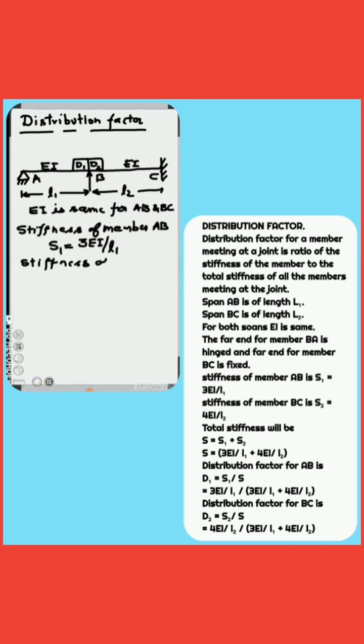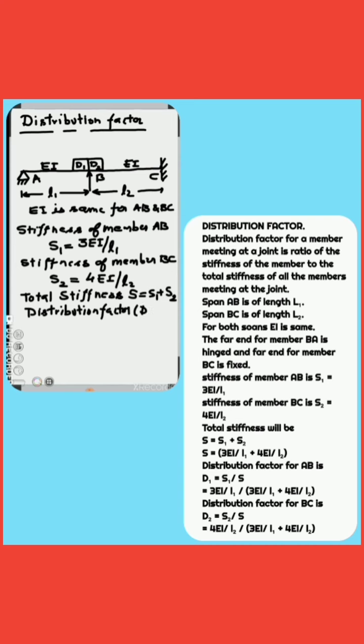So stiffness of member AB is S1 equals 3 E I upon L1, and stiffness of member BC is S2 equals 4 E I upon L2. Total stiffness will be S equals S1 plus S2. S equals 3 E I upon L1 plus 4 E I upon L2.